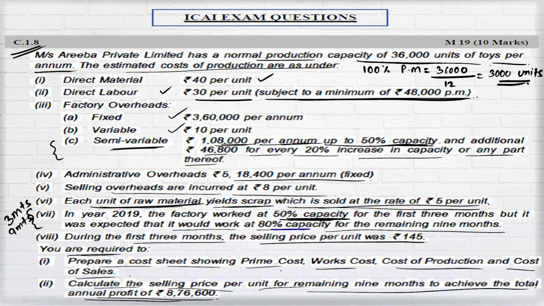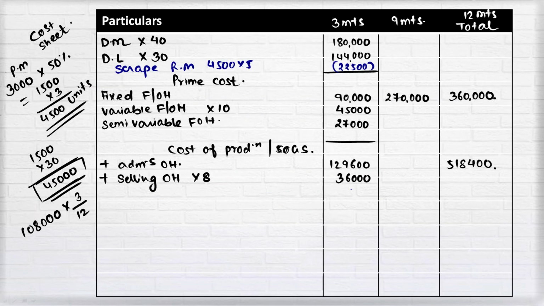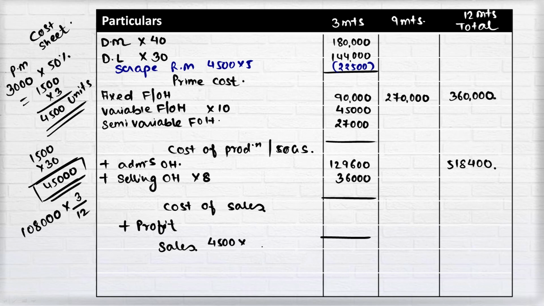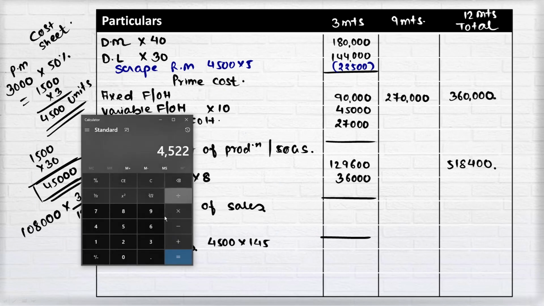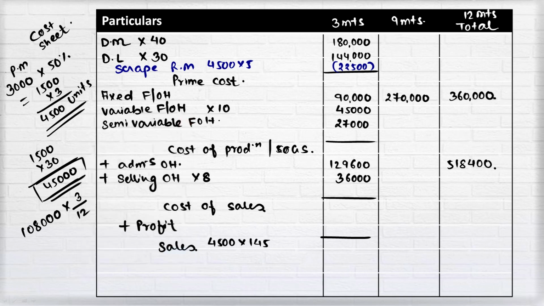In the next 9 months, you are working at 80% capacity. During the first 3 months, the selling price per unit is rupees 145. We can easily find out cost of sales plus profit is equal to sales, and here the sales is clear. It is 4,500 into 145, which is 652,500.